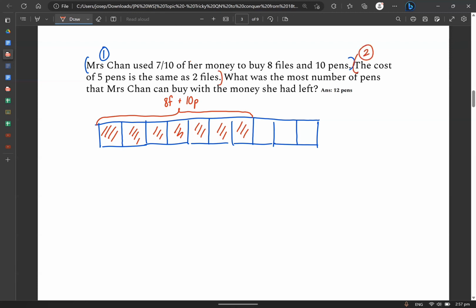Okay. Now this is the part that is confusing. All right. But I don't want you to be confused. Okay. I want you to do it confidently. Listen up very carefully. Okay. It says that the cost of 5 pence. Okay. So 5 pence we say 5p.